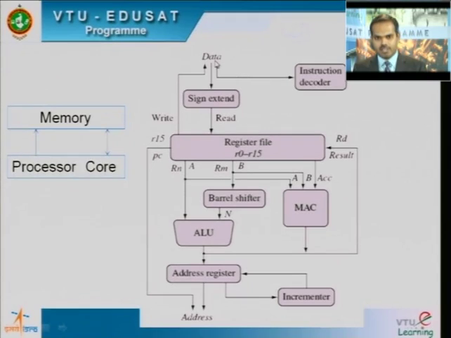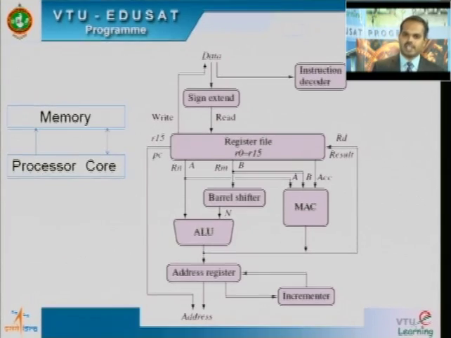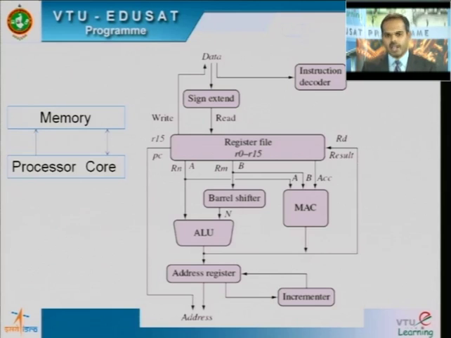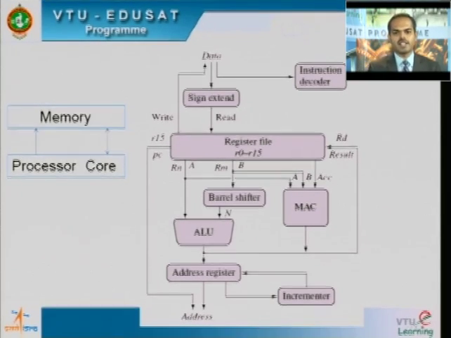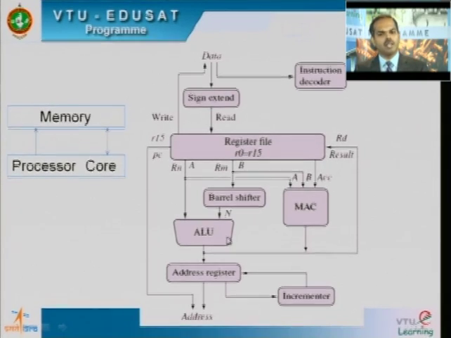Once the instruction enters through this data bus into the processor core, this whole thing is the processor core. Memory we have not shown here; let's assume the memory is somewhere here. The address register generates the address 00, from where some number is read. That number comes through the data bus to the processor core, and goes to the instruction decoder. The instruction decoder understands the meaning of 72. In our example, we considered it as add A comma B. In such a case, the instruction decoder enables the register file and the ALU to do the add operation.